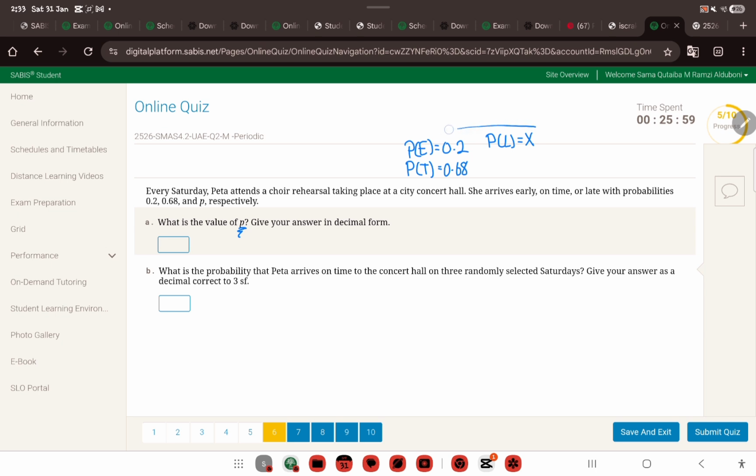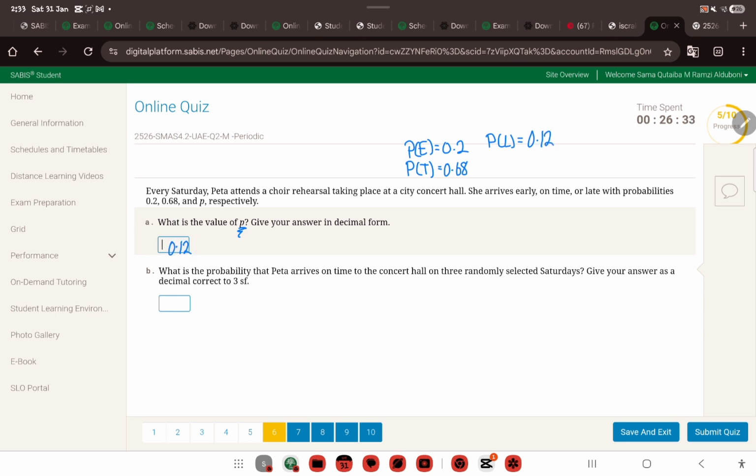All of these three added must be equal to 100%, or 1 in probability. So we do 0.2 plus 0.68 plus x, or plus p, is equal to 1. So we find it on the calculator. We do 0.2 plus 0.68, 1 minus the answer, we get p is equal to 0.12.